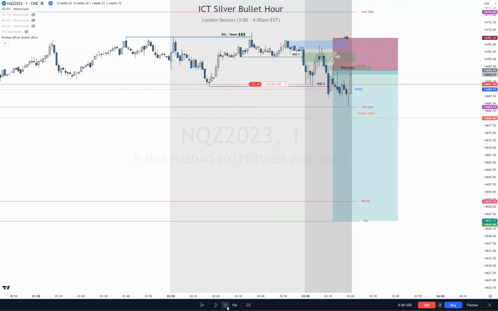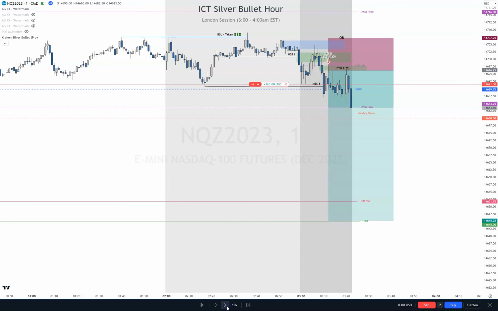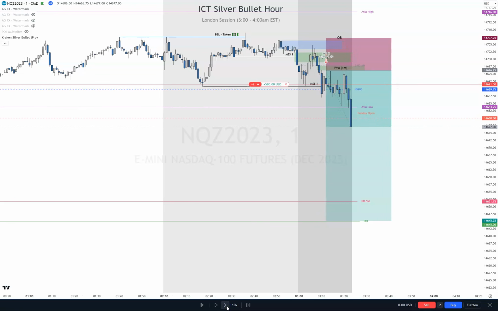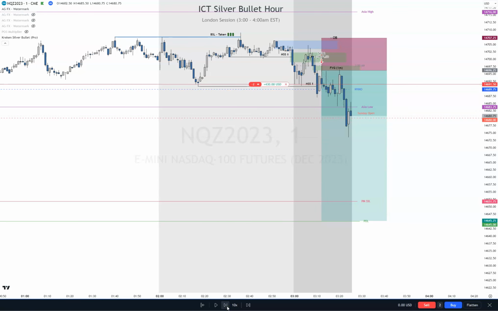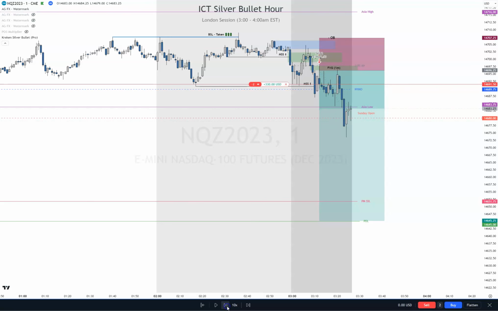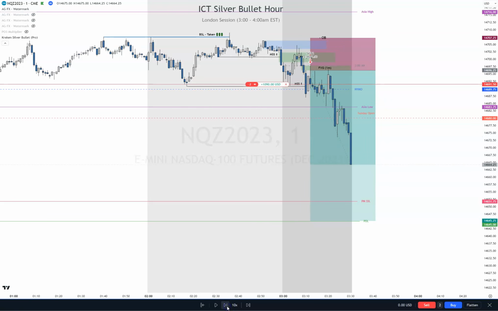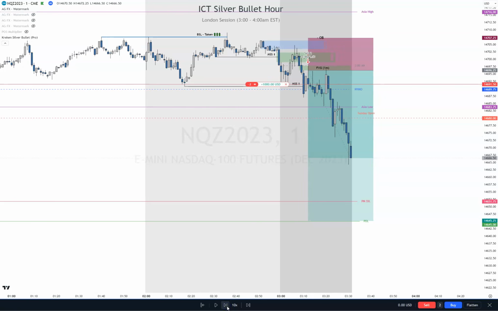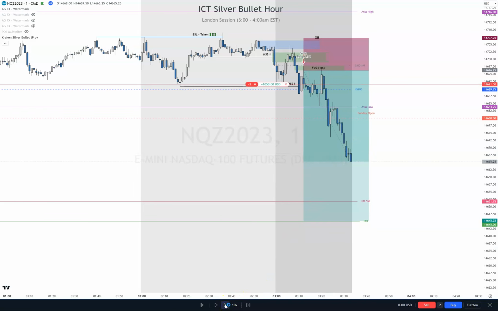We could enter another contract right there, still respecting that fair value gap. There you go, breaks the Asia low. Love seeing that bearish volume imbalance. I like seeing those when I'm bearish.